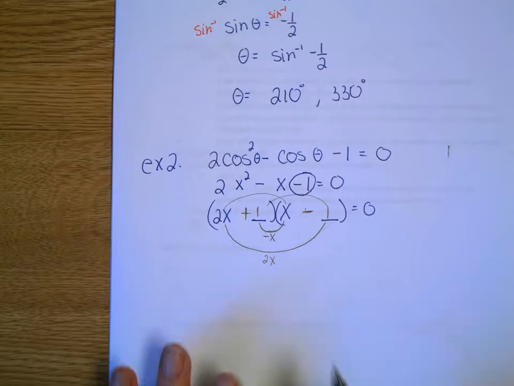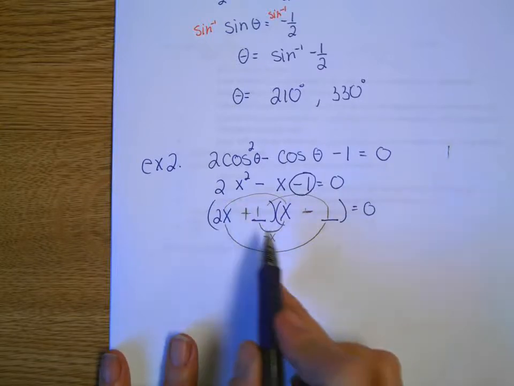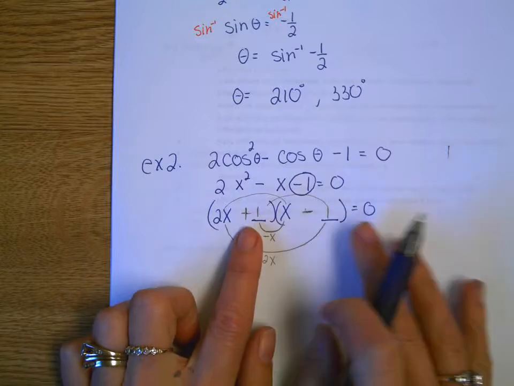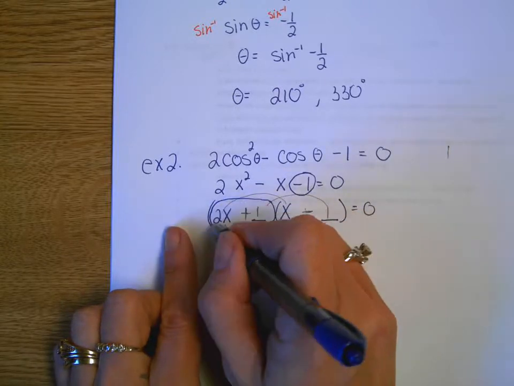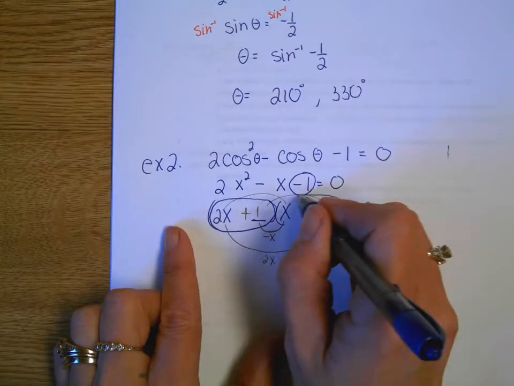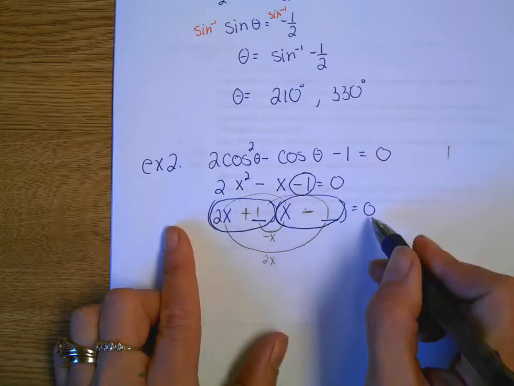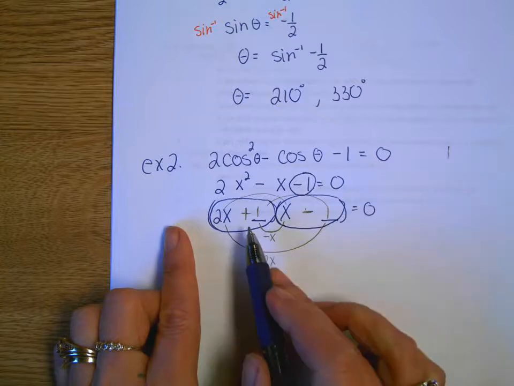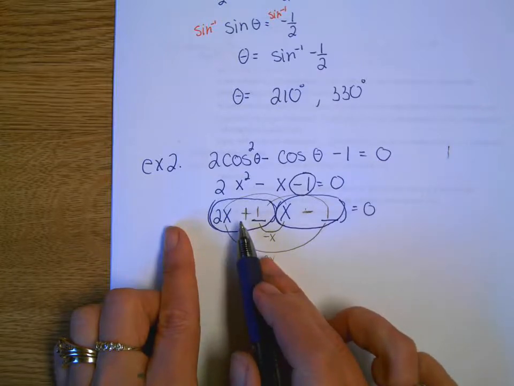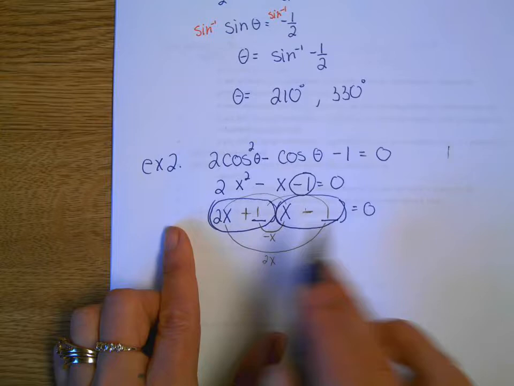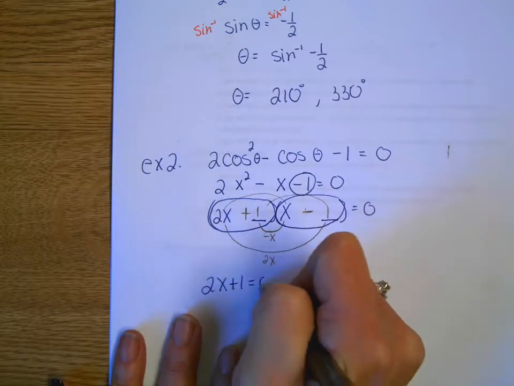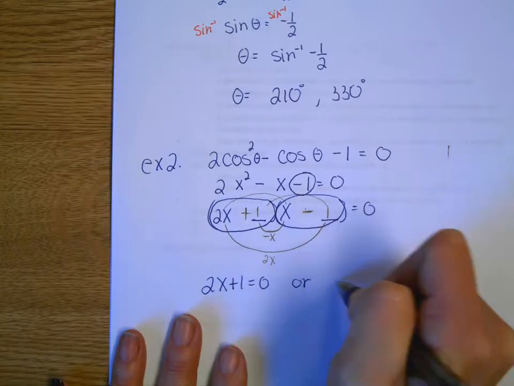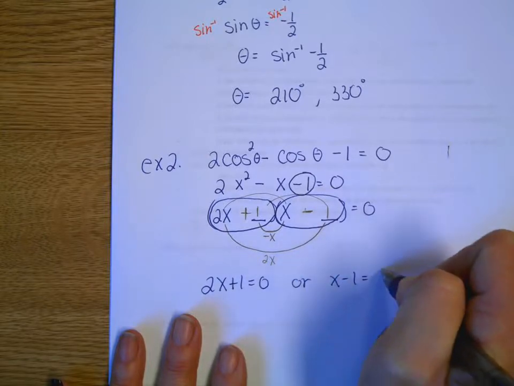So what I know now is that because I've got two things multiplied together that equals 0, do you see this as thing 1 times thing 2 equals 0? Do you agree that one of those things would have to equal 0 in order for the product to come out equal to 0? So either 2x plus 1 equals 0 or x minus 1 equals 0.